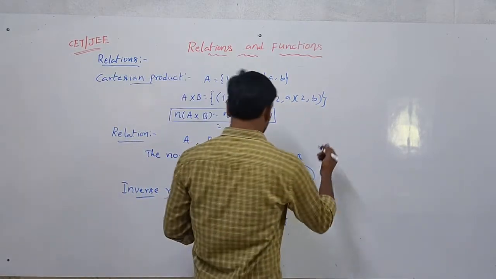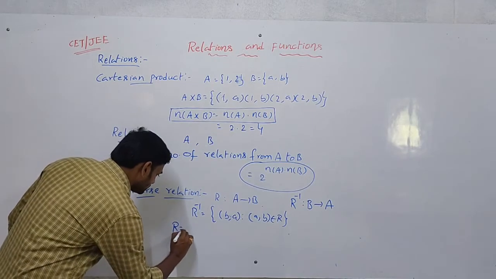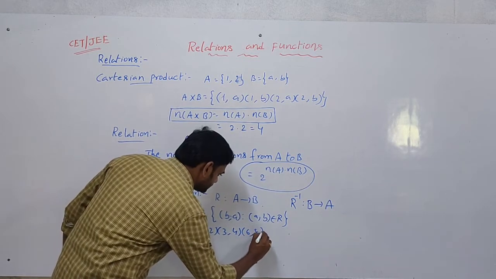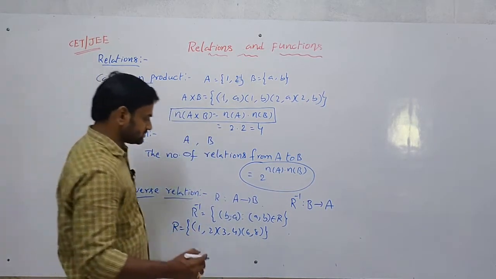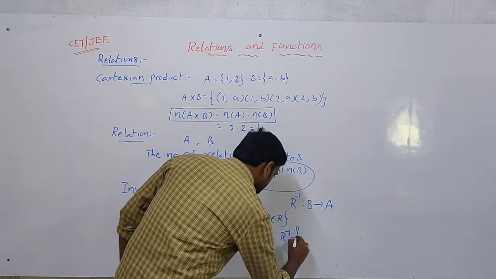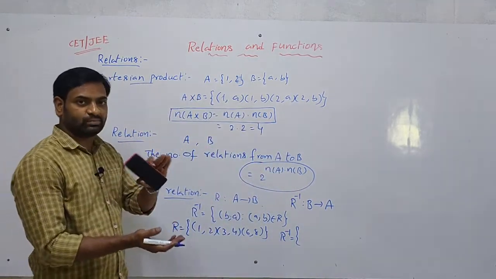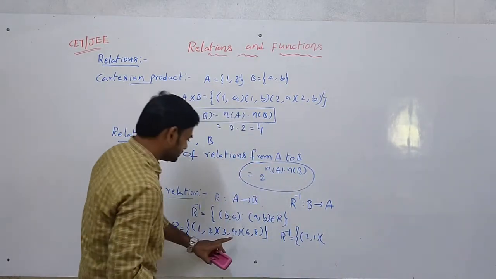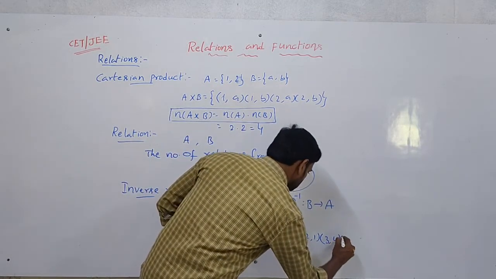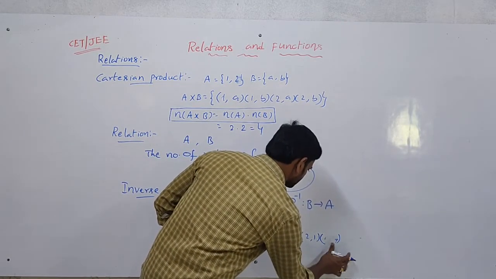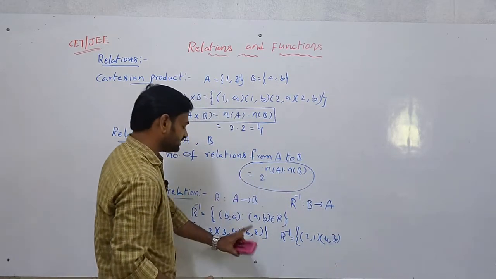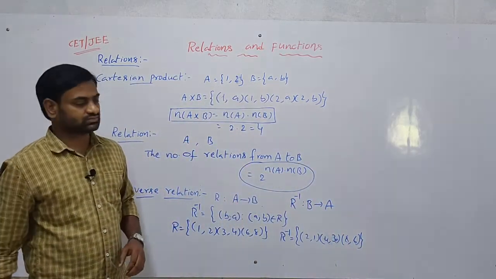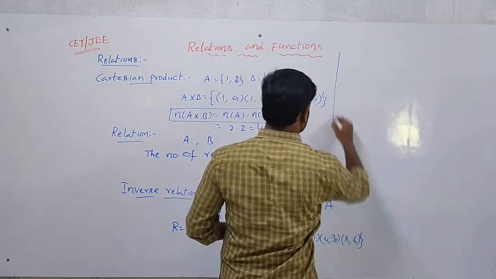See here. Suppose R equals {(1, 2), (3, 4), (6, 8)}. Now what is the R inverse? Inverse relation, so the ordered pairs will be reversed. So it is (2, 1), next (4, 3), next (8, 6). These are the R inverse. So it is the inverse relation.